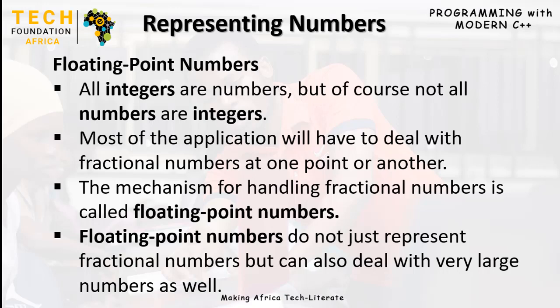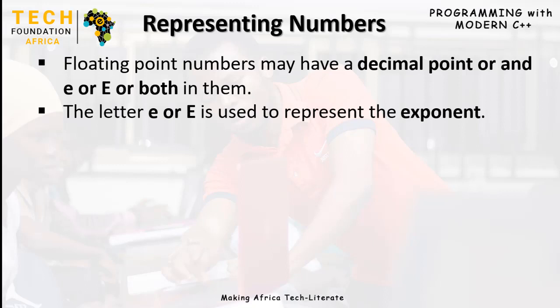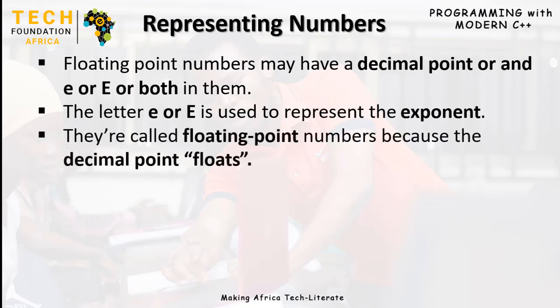Floating point numbers may have a decimal point in them or an exponent which represents multiplication by powers of 10. The letter E or capital E is used to represent the exponent. They are actually called floating point numbers because the decimal point floats, in the sense that the position of the decimal point depends on the exponent value.